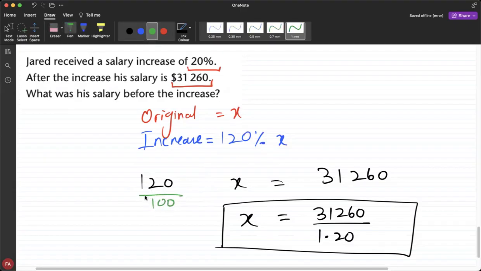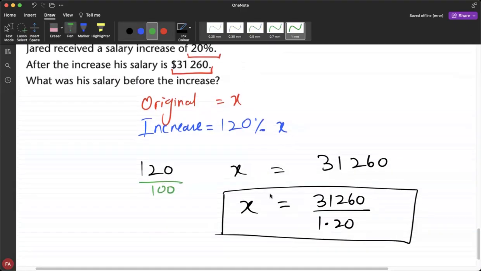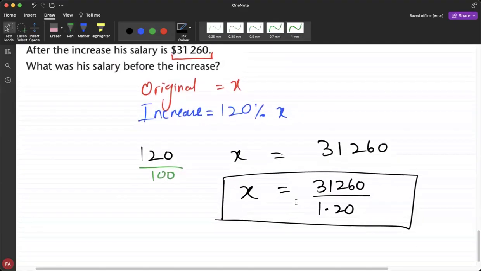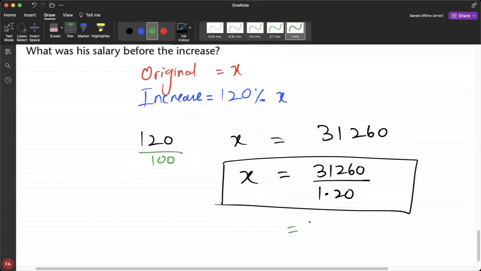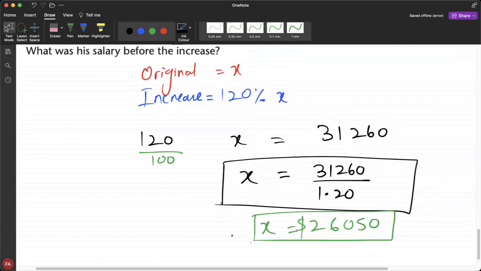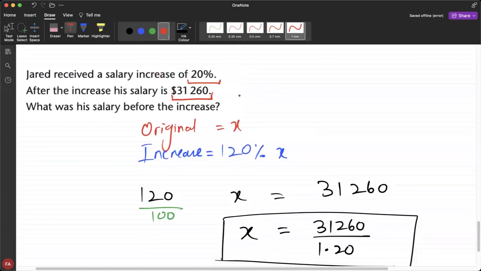So you'll realize that this is the same thing as 1.2. Now, if you were to divide this, you'll realize the answer comes out to be 26,050. That means this was his original salary, and now there was an increase of 20%, which made the total 31,260. If again you're confused, let's have a look at another question.